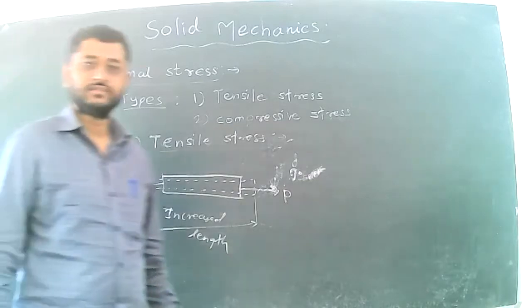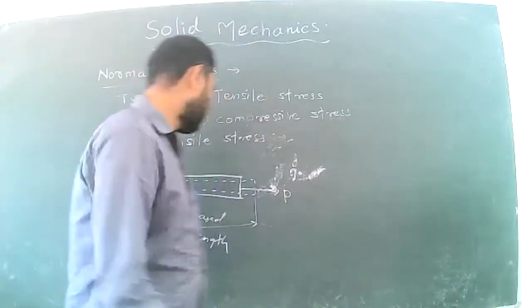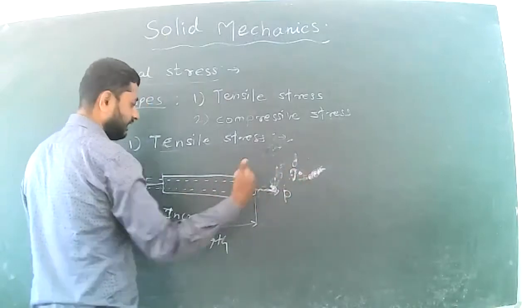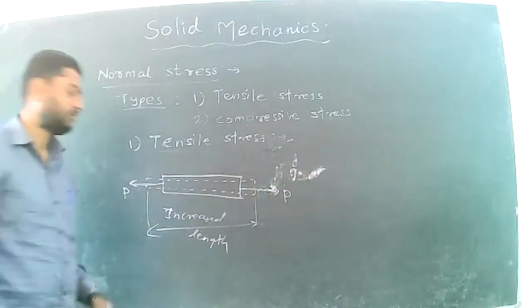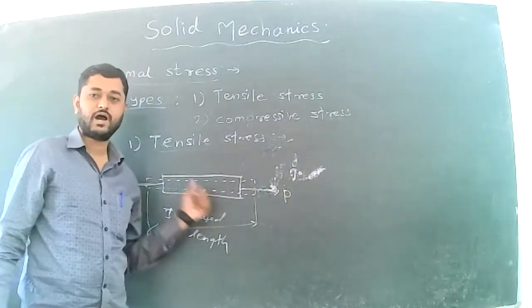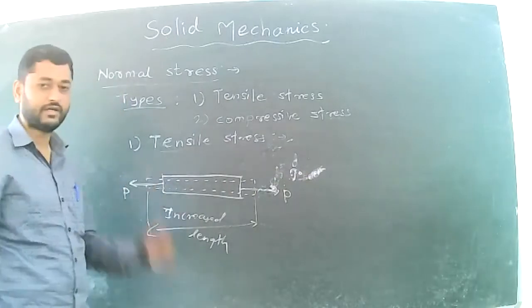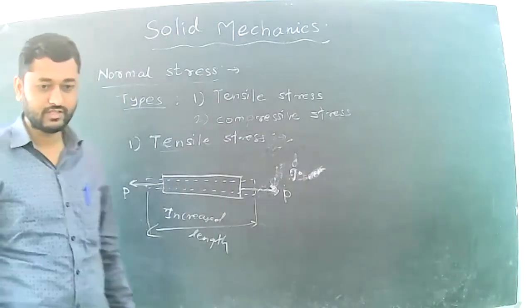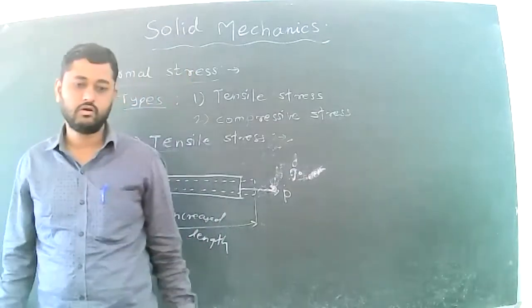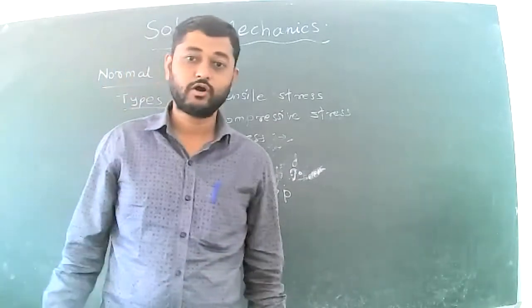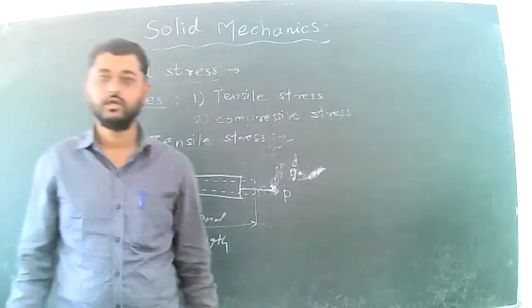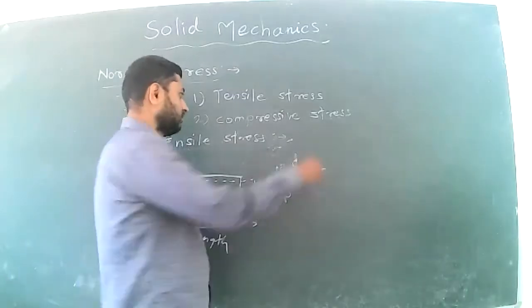Tensile stress is nothing but when we apply two equal opposite pulls to a body, the length of that body increases. So this is tensile stress. Then the second type of stress is compressive stress. So what is meant by compressive stress?